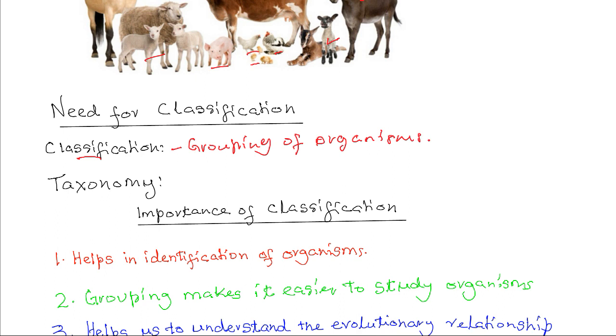Now, the science of classification, that branch of biology that deals with classification, is known as taxonomy. And the biologists who study taxonomy are known as taxonomists.